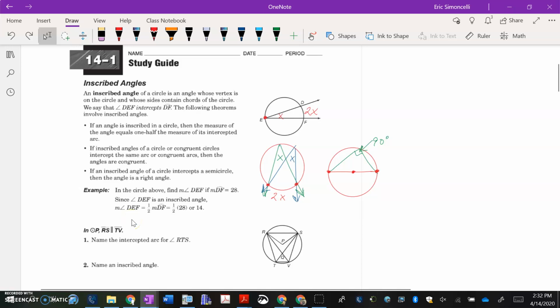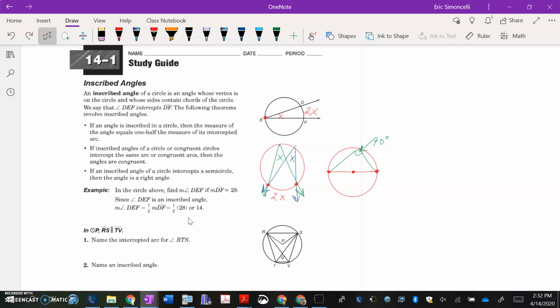So the measure of angle DEF will be equal to 1/2 the measure of arc DF. And because we already know what arc DF is, it's 28, we can simply divide by 2 and we get 14 degrees. So again, angle DEF being half the size of the arc is simply 14.